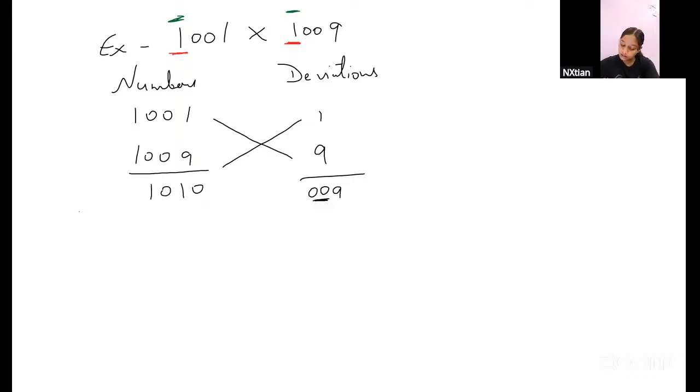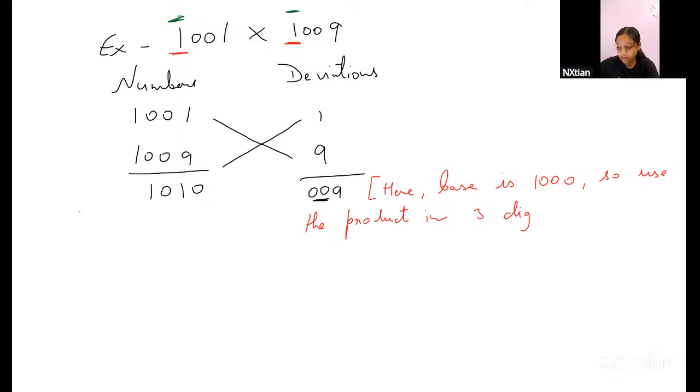Okay, so you can write this down. Since the base is 1000, use the product in 3 digits, because 1000 has 3 digits.